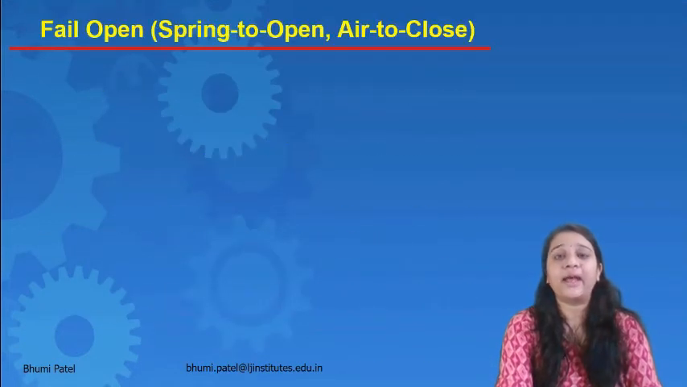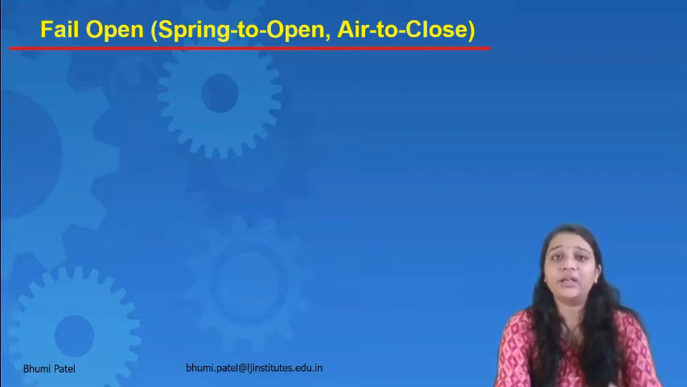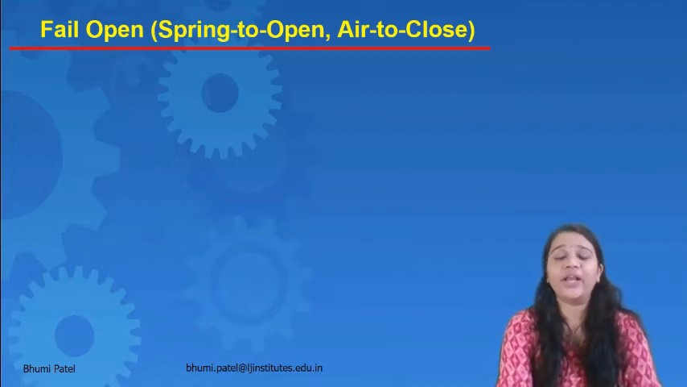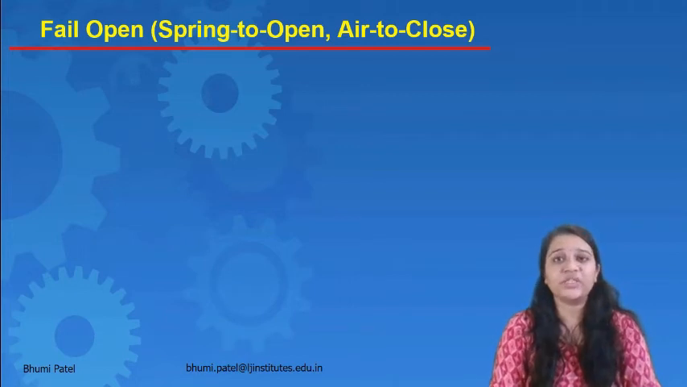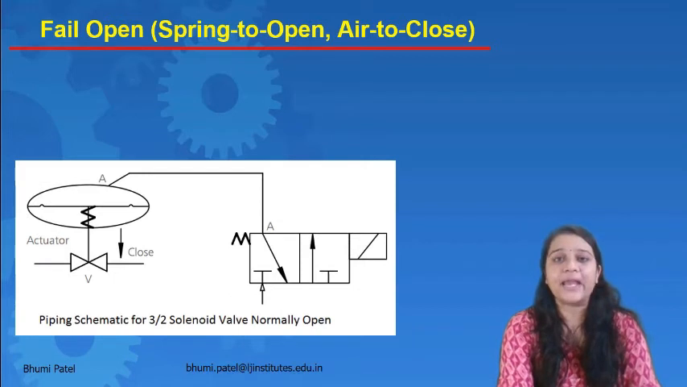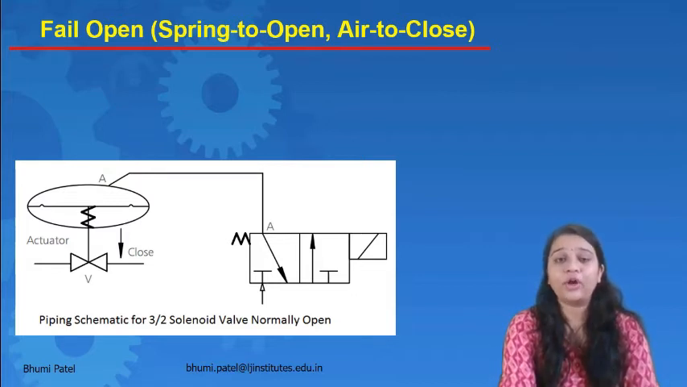There are mainly two types of pneumatic actuator. The first one is the spring actuator. It is also known as the fail-open actuator. In the fail-open actuator, the spring is for the open position and it is used for air-to-close. So this is the diagram for the spring actuator. Here you can see that we can use a 3/2 solenoid valve in the normally open position.